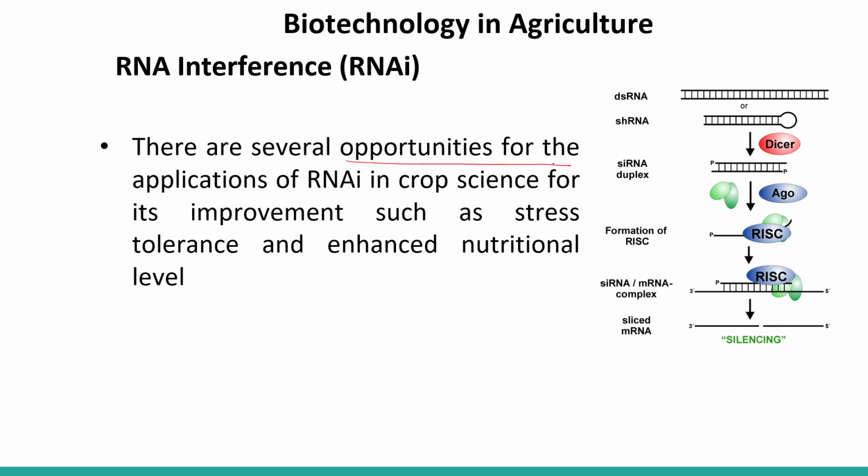There are several opportunities for the applications of RNAi in crop science for its improvements such as stress tolerance and enhanced nutritional level. So this particular technique has been used for improvement of crops in the field of stress tolerance and enhancing the nutritional value of the crop. Okay. So now here you can see the double-stranded fragments of the RNA with the help of RISC is cleaved into sliced mRNA. Now this mRNA is of no use, and that is why it is called silencing.